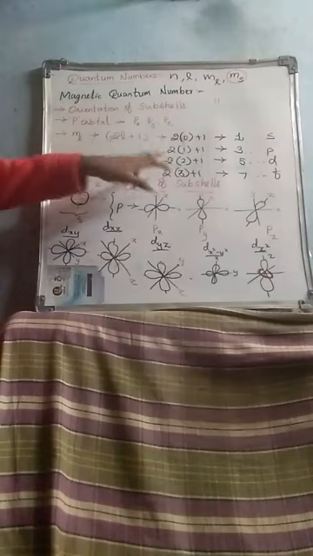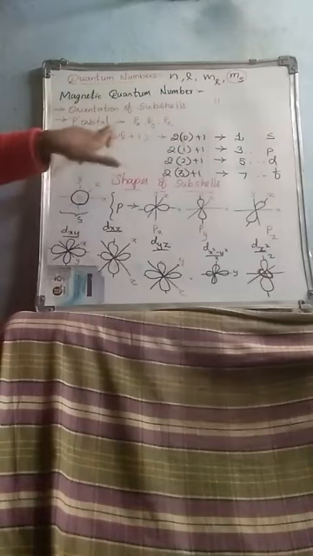For this we use ml. The magnetic quantum number is represented with ml, and to find the orientations we use the formula 2l plus 1, to find the magnetic quantum number or the orientations of the subshell. If we substitute the l values here, we'll get the number of orientations.